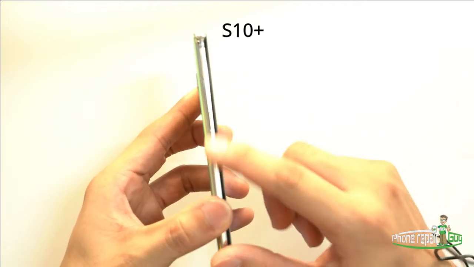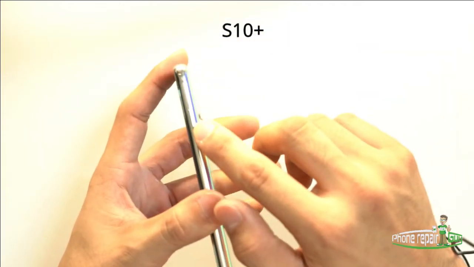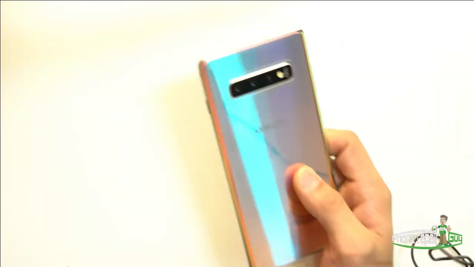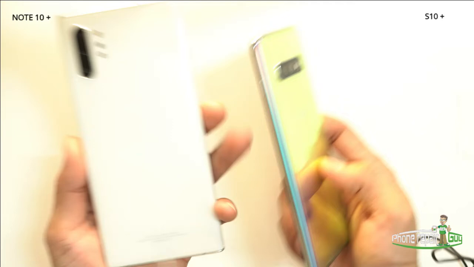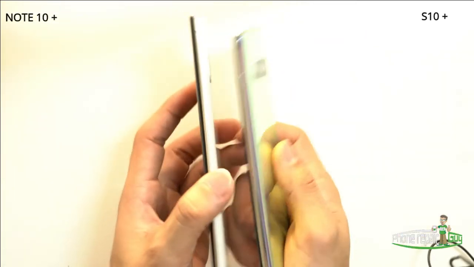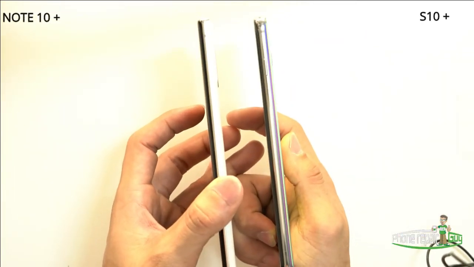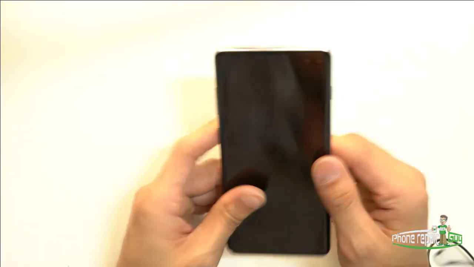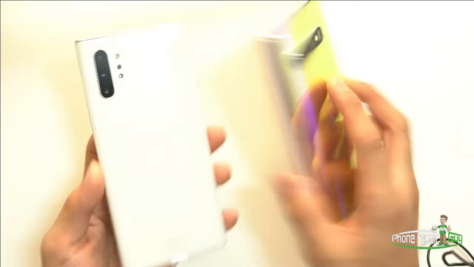And these are the buttons for the S10 Plus. Volume button, power button. This is the Bixby button. And that's the difference between the S10 Plus and the Note 10 Plus too. They took off the Bixby button from the Note 10 Plus. That's about the difference between the Note 10 Plus and the S10 Plus.